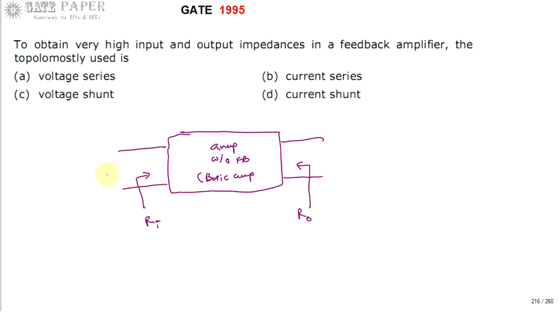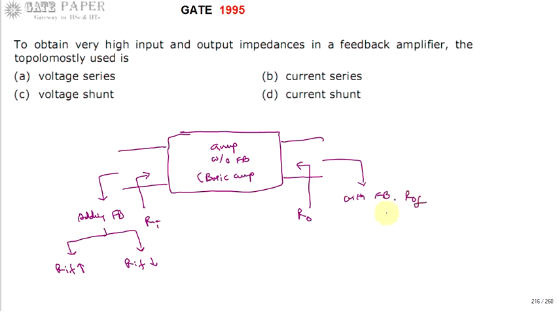By using feedback we can improve these. By adding feedback, we get RIF, the input impedance with feedback, which can be increased or decreased. And with feedback, we get R0F, the output impedance with feedback, which can also be increased or decreased.